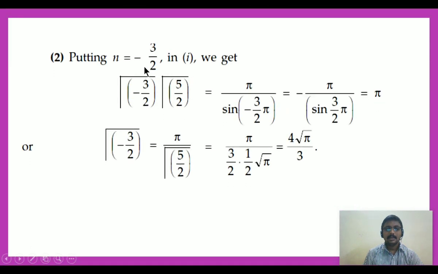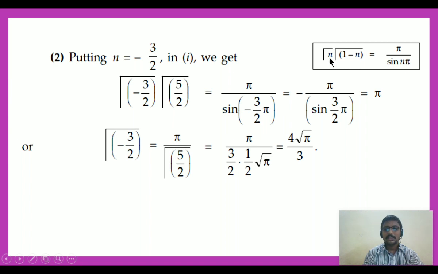Now another, for this we have to put n equal to minus 3 by 2. So we have Gamma(n) into Gamma(1 minus n) is pi by sine n pi. We just have to replace n as minus 3 by 2 in this formula. So Gamma(minus 3 by 2) into Gamma(1 minus of minus 3 by 2). But 1 minus of minus 3 by 2 is 1 plus 3 by 2, and 1 plus 3 by 2 is 5 by 2. Pi by sine of n. But what is n here?